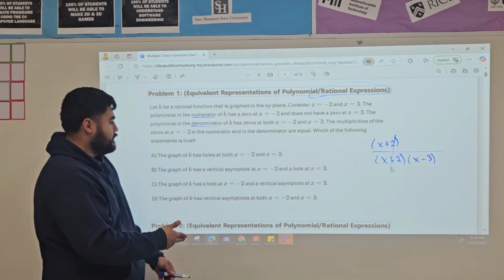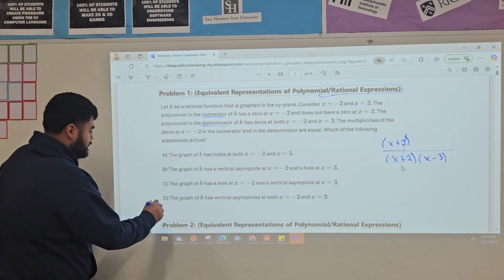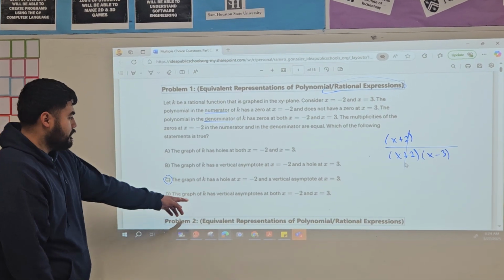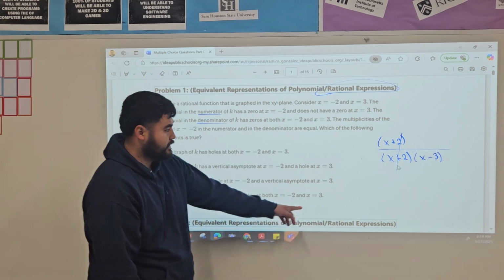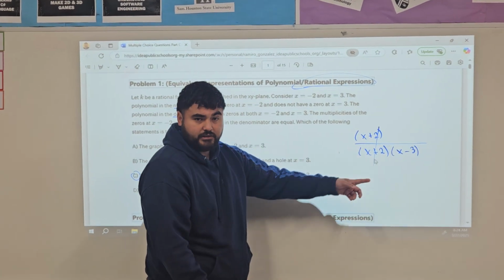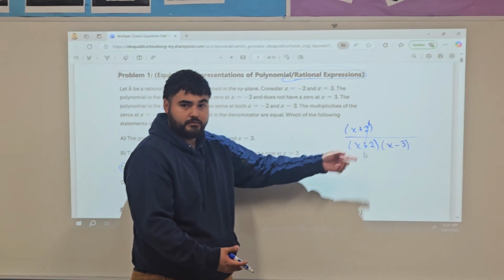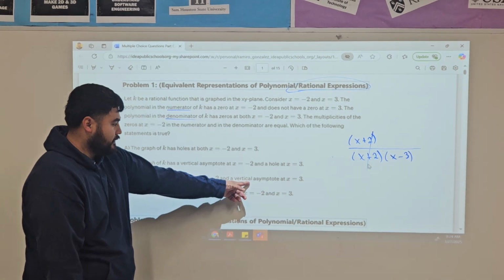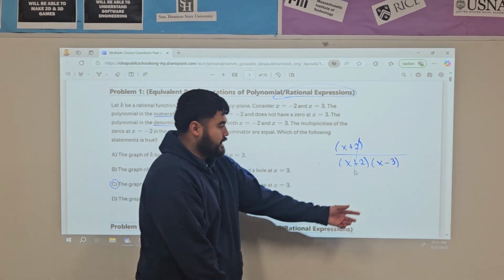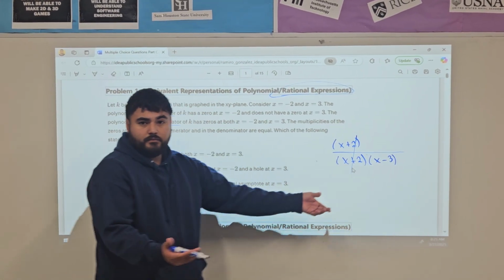So now, what's my answer? Well, my answer, I believe it's C, because here you have a whole at x equals -2, which if you find the solution, again, you switch the sign. So x equals -2. And you have a vertical asymptote at x equals 3. Again, switch the sign from -3 to +3.